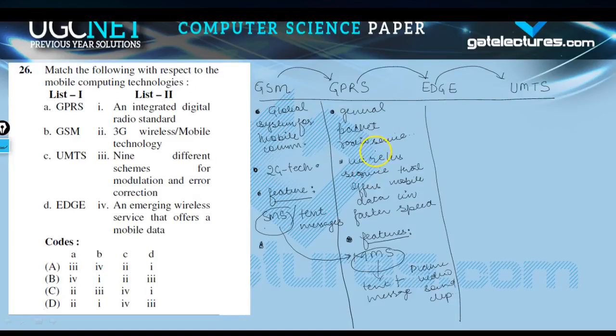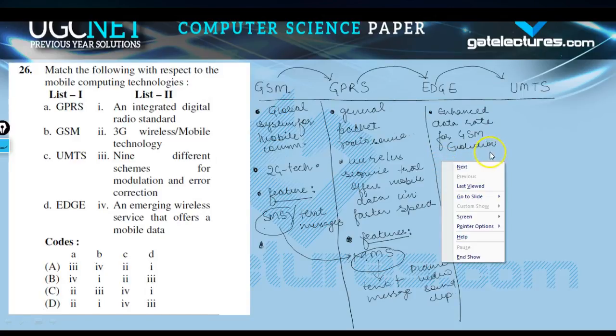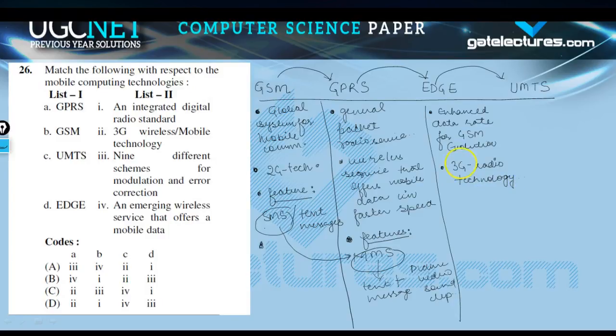After the completion of GPRS, Edge technology was launched, and Edge technology is the enhanced version of GPRS. The full form of Edge is Enhanced Data Rate for GSM Evolution. It is an enhanced version of GPRS, and it uses 3G radio technology. In GSM we use 2G technology, but in Edge technology we use 3G radio technology.